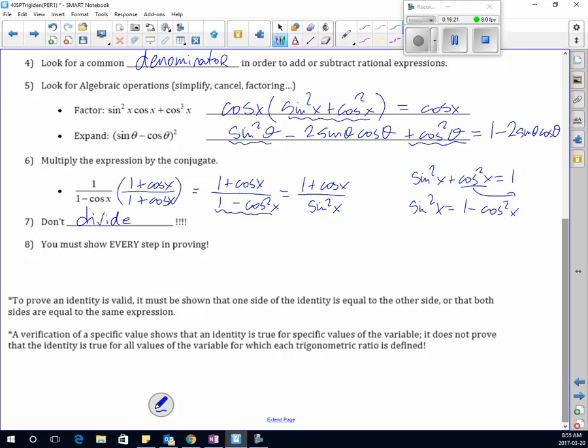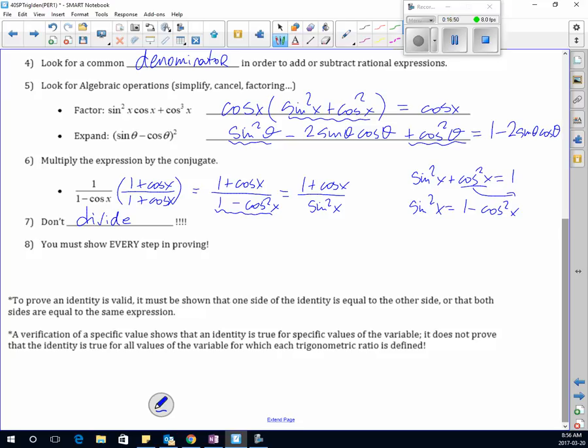And this is something I know I said before, oh, you could skip steps and stuff like that. In proving, you have to show every single step. If you think it, you have to write it. Otherwise, you could just say, oh, that side equals that side, I'm done. You have to actually show the whole entire process. Okay, so here's a little star. To prove an identity is valid, it must be shown that one side of the identity is equal to the other side, or that both sides are equal to the same expression.